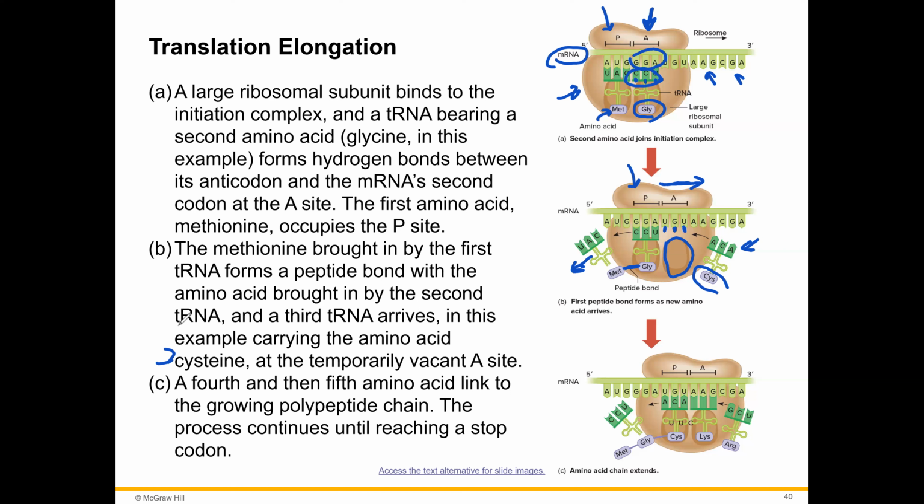So what it says, the third tRNA arrives in this example carrying the amino acid cysteine at a temporarily vacant A site. Then a fourth and then a fifth amino acid is linked to the growing polypeptide chain. The process continues until reaching a stop codon. So you can see we have more and more tRNA bringing a specific amino acid.